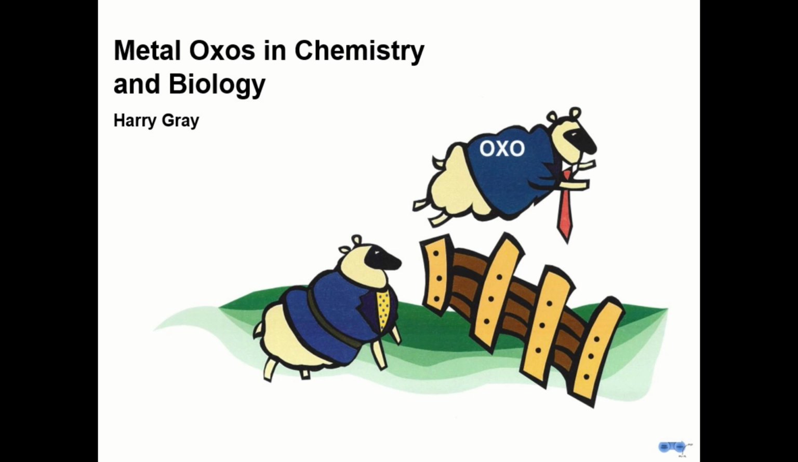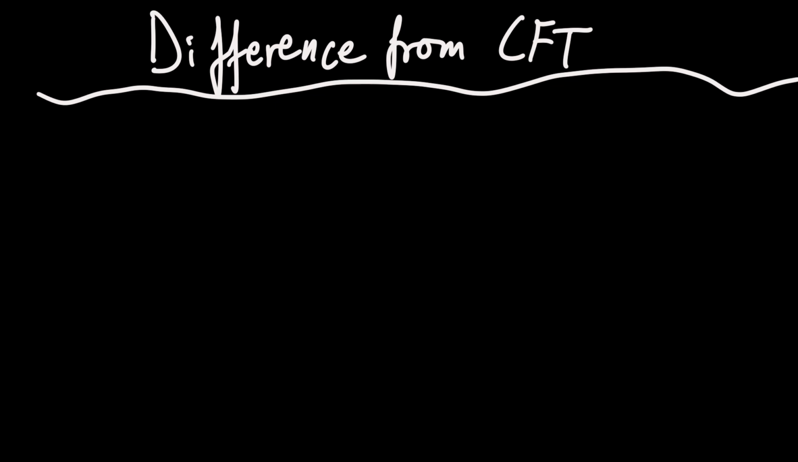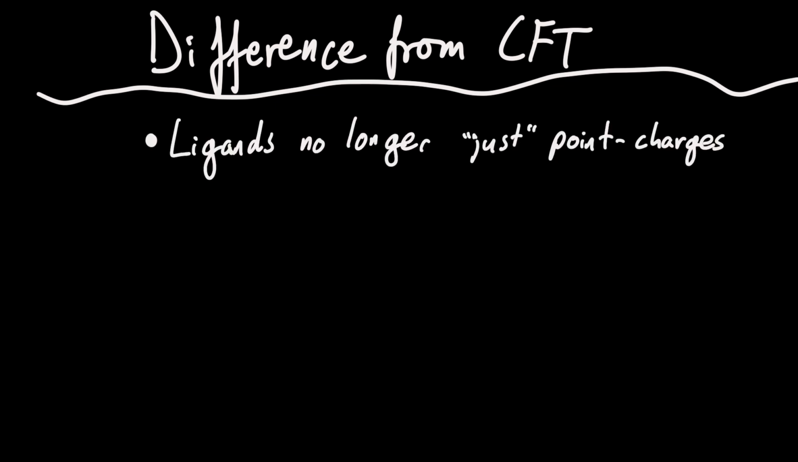oxo complexes. The main way ligand field theory differs from crystal field theory is that you can't consider all ligands as just point charges anymore. Some ligands have bonding interactions with the d orbital of the transition metal that needs to be accounted for. The interactions result in bonding and anti-bonding orbitals, and even pi bonds between the metal and a ligand.